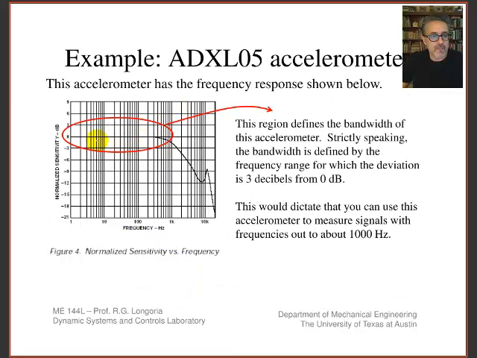Just to show you some examples, here are the specification pages from the manufacturers. They'll give you these charts, and they expect that you know what this means. Oh, hey, look, the frequency response of this sensor that you're buying from us, it's flat here, and it rolls off. It's exactly what we're talking about.